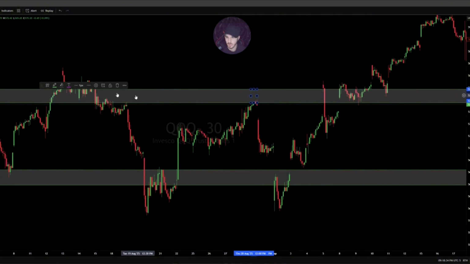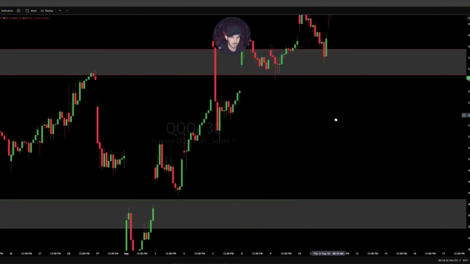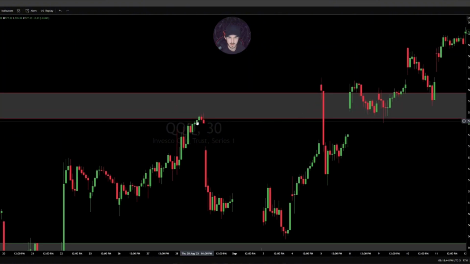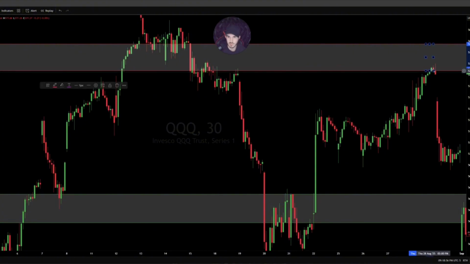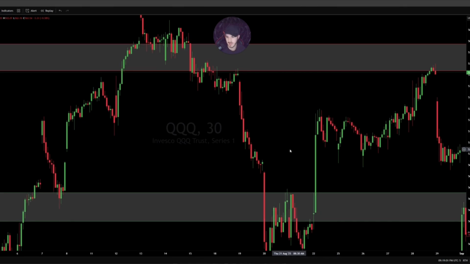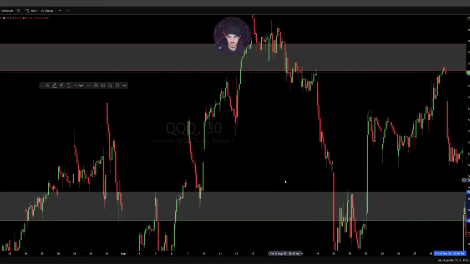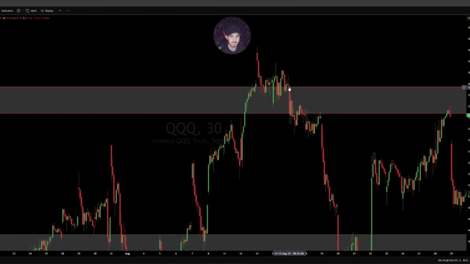right? So if we make this zone there, let's look at this. So zoom in here. You can see, we've gotten the rejection nicely off of here before. We've rejected there. We've dumped through there, rejected here. And we used to reject from this area quite a bit. And then it turned into a demand over time, which is kind of how that works, demand and supplies, they flip. So whenever it is no longer a supply, it typically gets retested and turns into a demand.